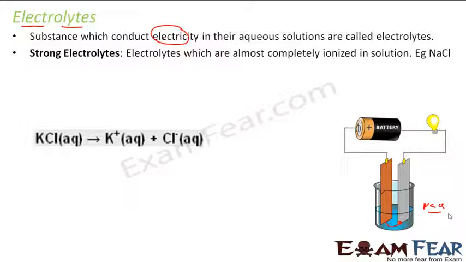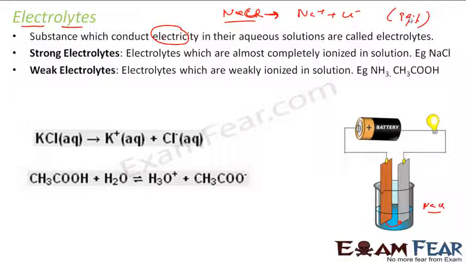So there are different kinds of electrolytes. Some are strong electrolytes, which ionize completely in the solution. For example, if you have 1 mole of NaCl and put it in water, almost all of the NaCl will break into Na+ and Cl-. That means whatever amount of NaCl you put in the water, everything will break into Na+ and Cl-. Almost 99% of them will break.